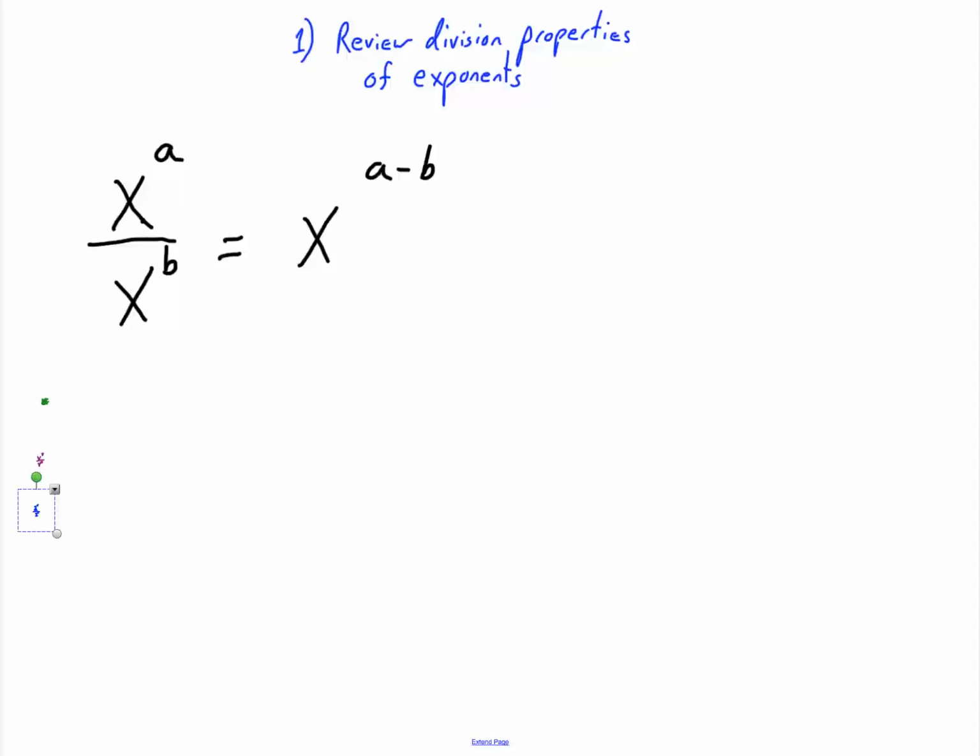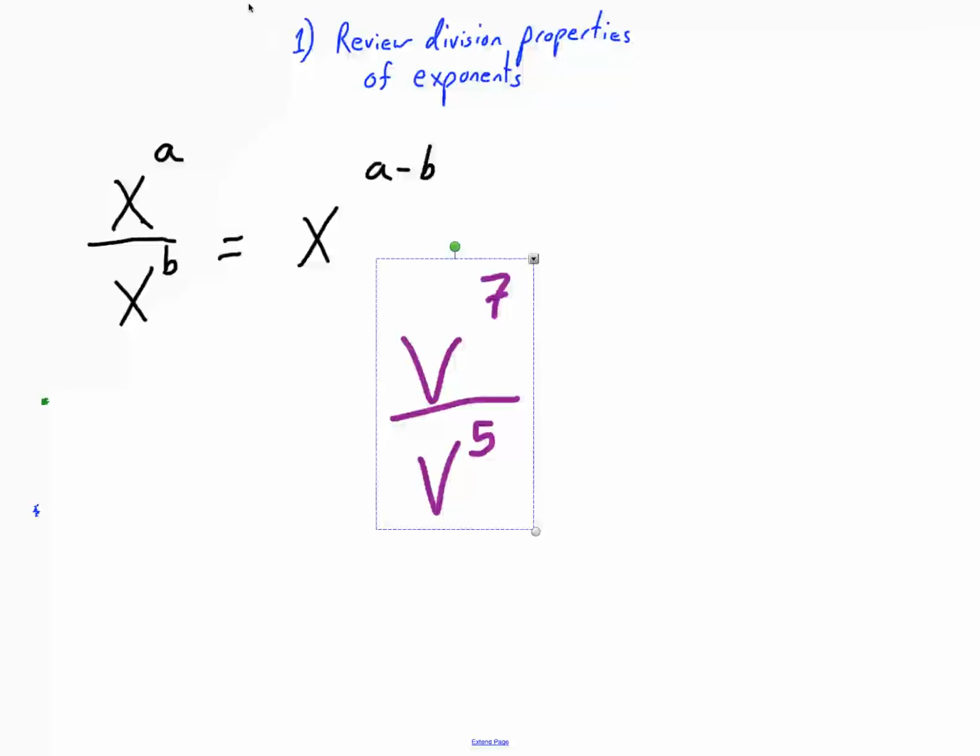Okay, let's look at another one. This one is v to the 7th over v to the 5th. So again, it's 7 minus 5, which is v squared. And one more.